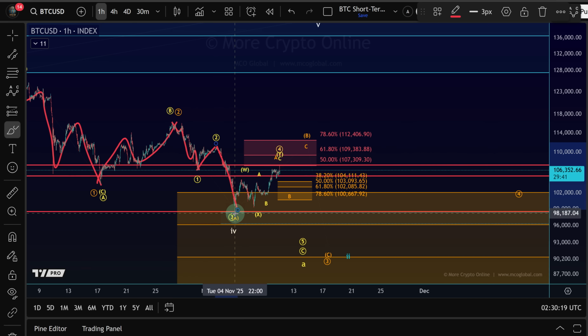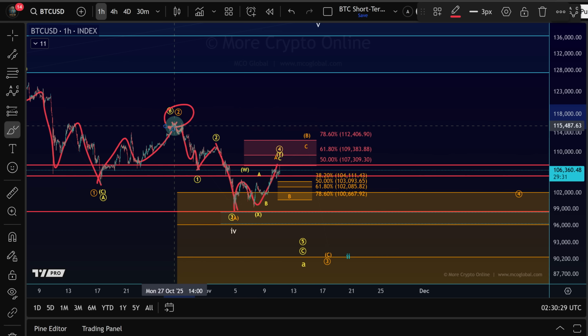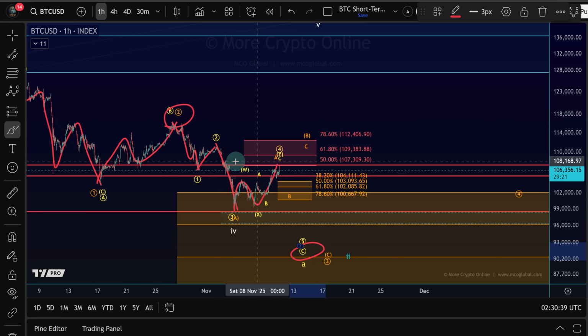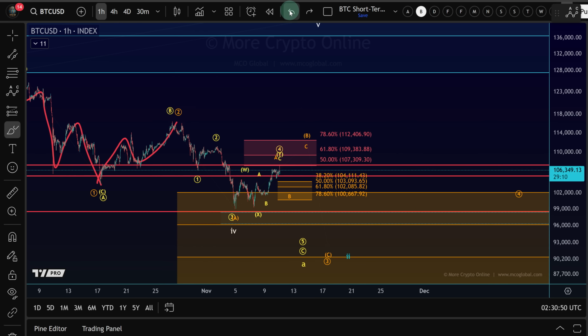This here could be a wave 4, but I don't like that idea, because it's quite an aggressive waveform, and it would mean that the move down that started here on the 27th of October is an ending diagonal pattern. I don't want to get too technical here. If the wave 1 is a 5-wave move, which I think it was, and it's a diagonal, then that doesn't work. Again, it's a question of interpretation, guidelines and rules.